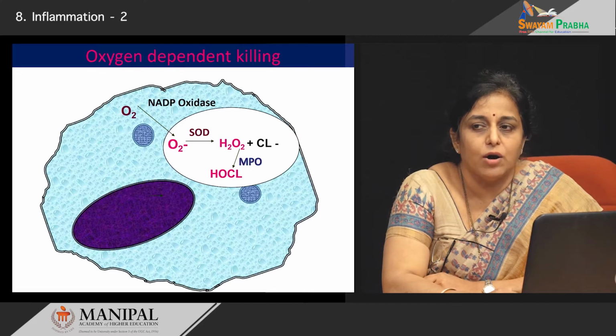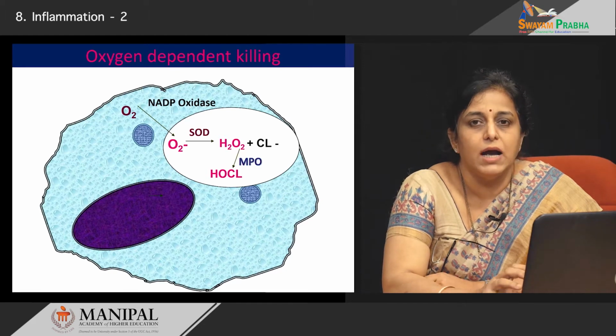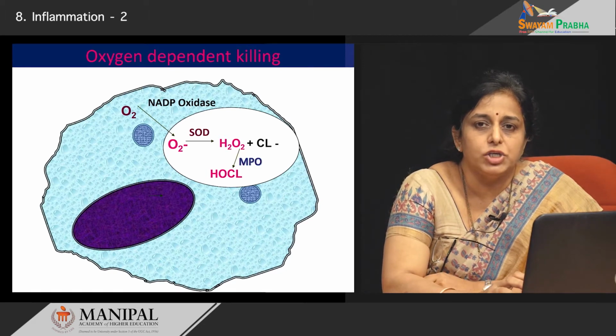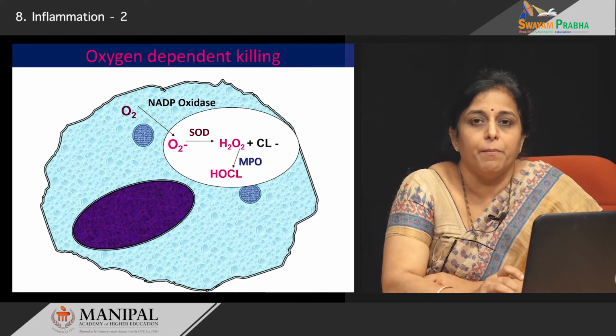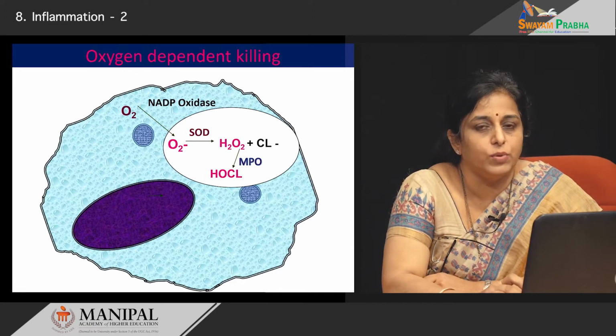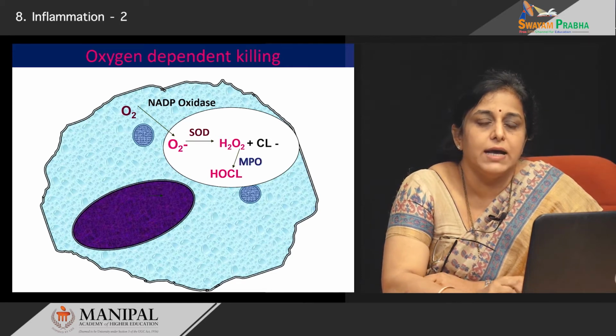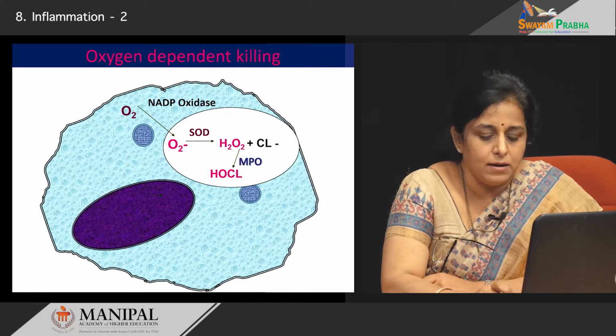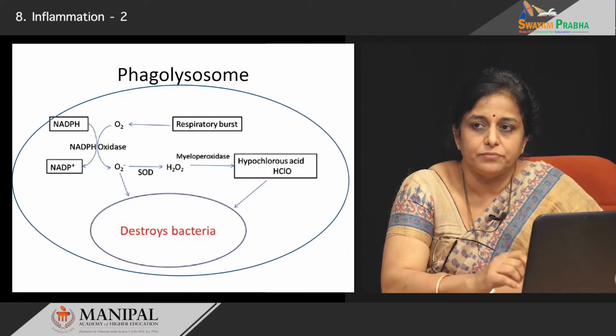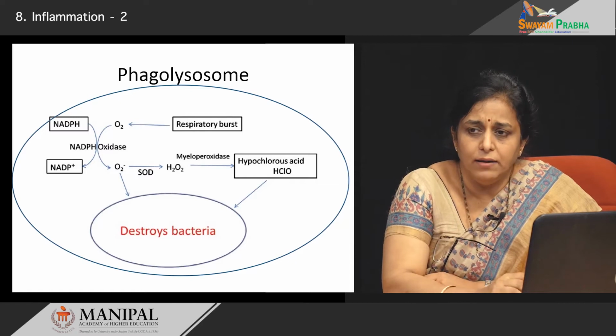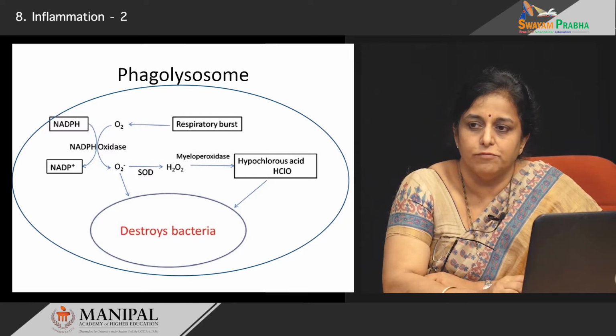So, you can see here the oxygen dependent killing includes several oxygen radicals like superoxide and hydrogen peroxide. In addition, hypochlorite, which is formed by binding of hydrogen peroxide with the chloride, and three important enzymes that are involved in the process: NADPH oxidase, superoxide dismutase and myeloperoxidase. So, this is the same thing again which is shown in this flow chart.